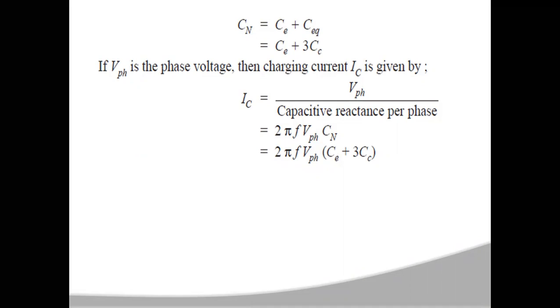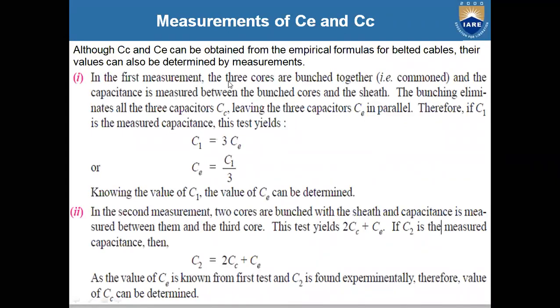Or if you have your cable, then in the laboratory you can also calculate it by some measurements. You have to do 2 measurements. In one measurement you will get the CE value, and in another you will get the CC value. In the first measurement, you have to bunch all the 3 cores together, and measure the capacitance between that bunched core and the sheath. The sheath is connected to earth. That value you call C1.